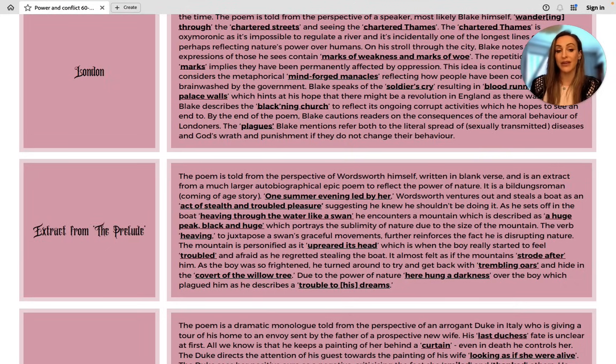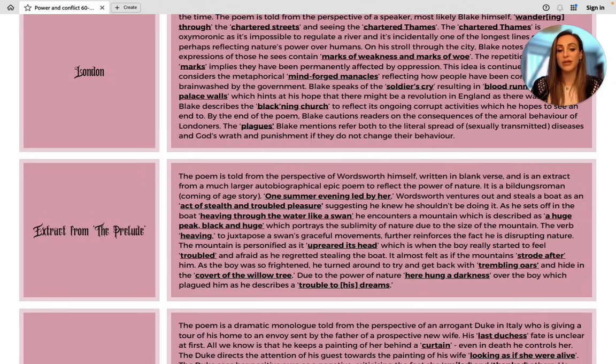And one summer evening, led by her, Wordsworth ventures out and steals a boat as an act of stealth and troubled pleasure, suggesting he knew he shouldn't be doing it. As he sets off in the boat, heaving through the water like a swan, he encounters a mountain which is described as a huge peak, black and huge, which portrays the sublimity of nature due to the size of the mountain. So the sublimity of nature is this idea that nature is both beautiful and awe-inspiring, but at the same time terrifying. And then the verb heaving, to juxtapose the swan's graceful movements, further reinforces that he is disrupting nature.